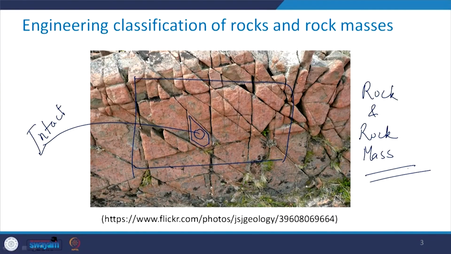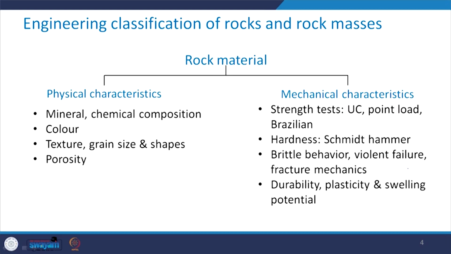With this concept, let us proceed further. First we will take a look at the rock material itself. When I say rock material, I am talking about the intact rock. We have seen that it has physical characteristics and mechanical characteristics. In case of the physical characteristics, what all things come into picture? Mineralogical and chemical composition, its color, texture, grain size and shapes, and the porosity.